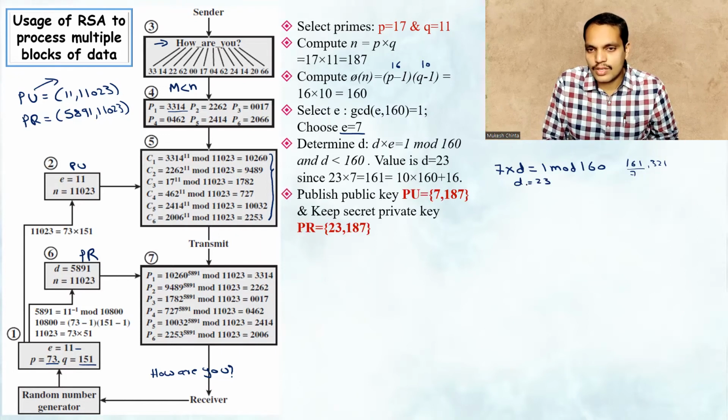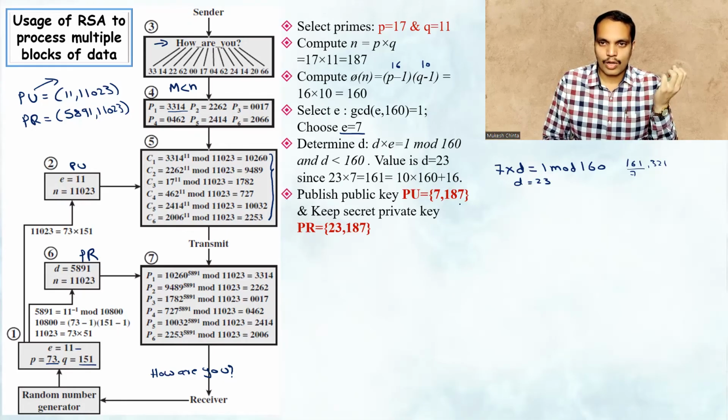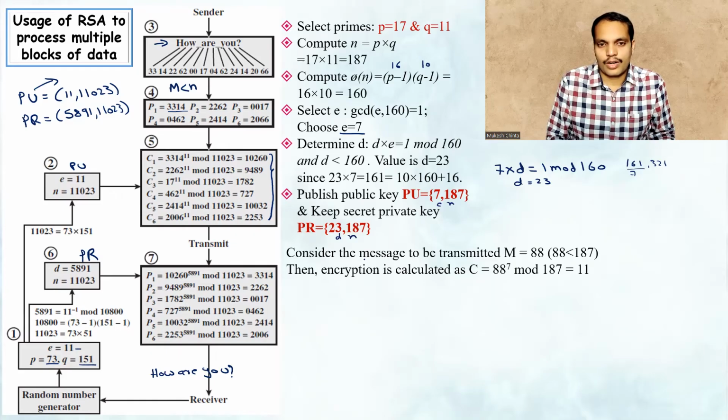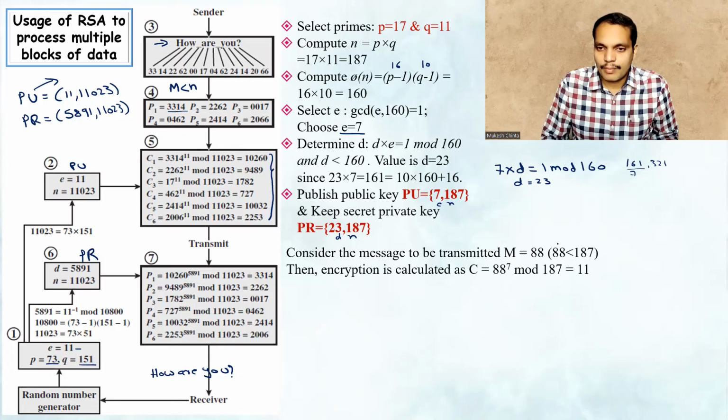Once I get the D value as 23, now I have both my keys available: my public key and my private key. Public key is 7, 187 and the private key is 23, 187. That is, D, N and E, N. Let us see what it is. Consider the message to be encrypted or transmitted, M is equal to 88. First, you have to verify that the given message M is less than your modulus. N is nothing but P into Q, which is 187. Then the encryption is calculated as C is equal to 88 power 7 mod 187, which is equal to 11.